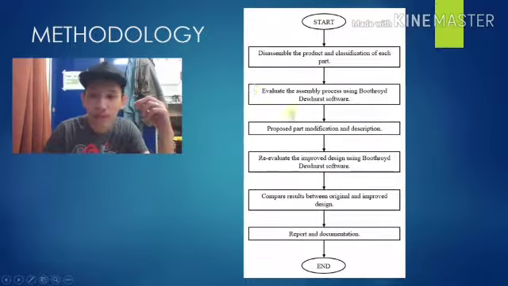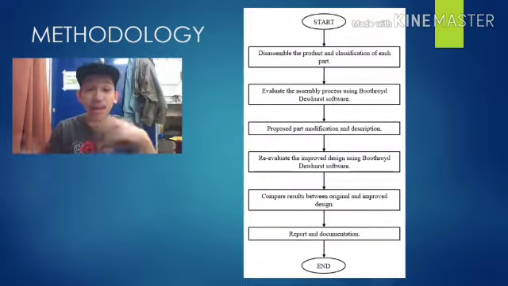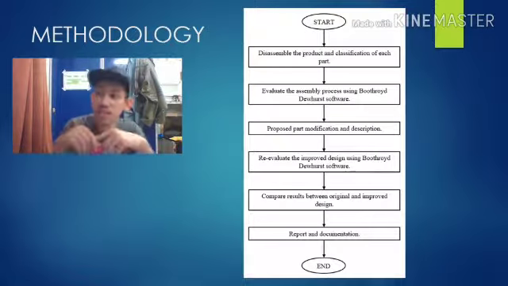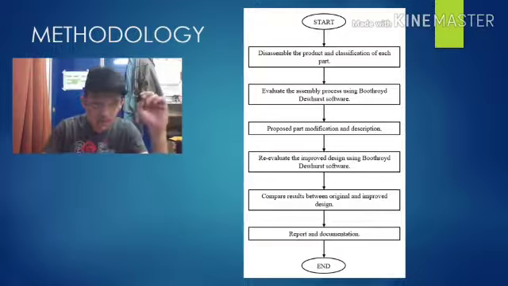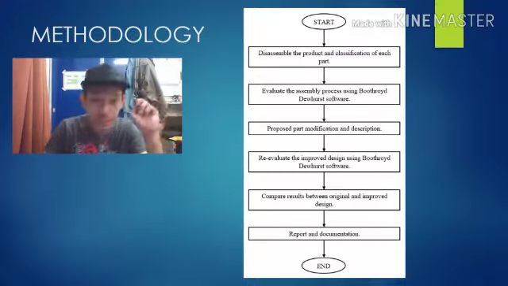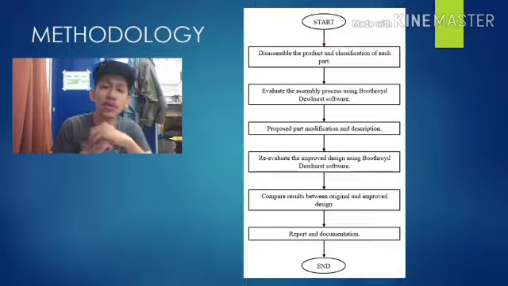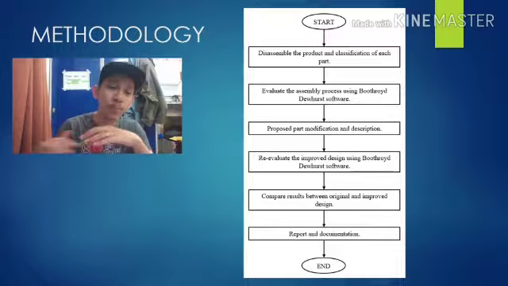And then we move on to the proposed part modification and description, which is we have to identify the part that can be eliminated, that can be combined, or that have to be redesigned, to reduce the manufacturing cost and the manufacturing time. The estimated minimum theoretical value should be considered, which is some parts we cannot eliminate or change because it is the main component of the product.